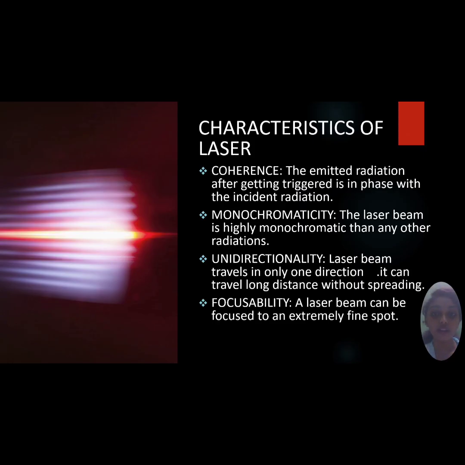We'll move on to the characteristics of lasers. First one, coherence. The emitted radiation after getting triggered is in phase with the incident radiation. Second one, monochromaticity. The laser beam is highly monochromatic compared to any other radiation. Third, unidirectionality. A laser beam travels in only one direction. It can travel long distances without spreading. Last one, focusability. A laser beam can be focused to an extremely fine point.